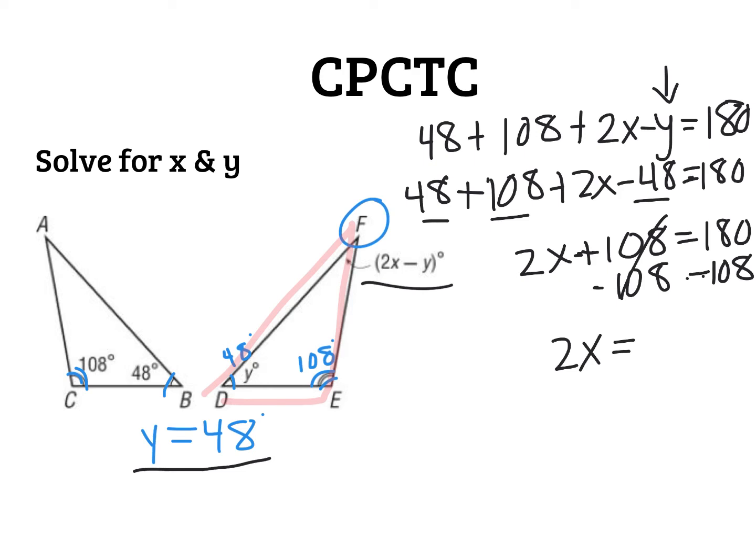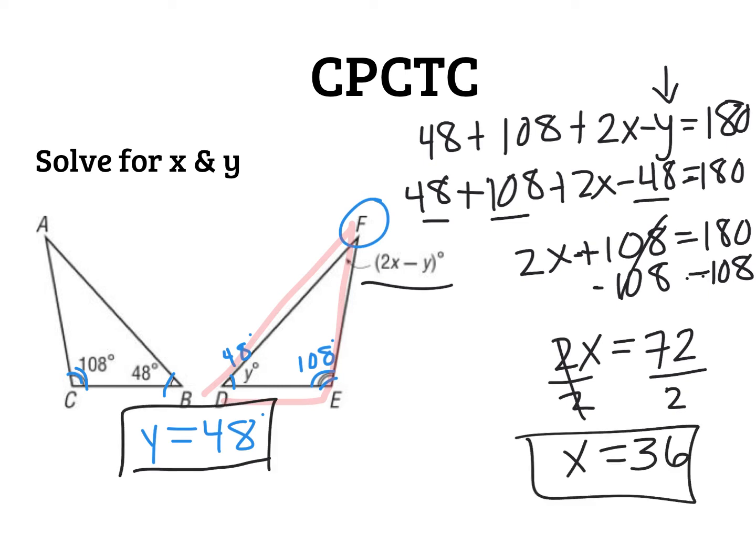X equals 180 minus 108 is 72 degrees. When you divide both sides by 2, you get x equals 36. So here we have the value of y, we have the value of x, and we're able to use that by identifying which angles correspond with each other. Since these two were the same as these two, I can now add them all up to 180 and solve for the missing variable.